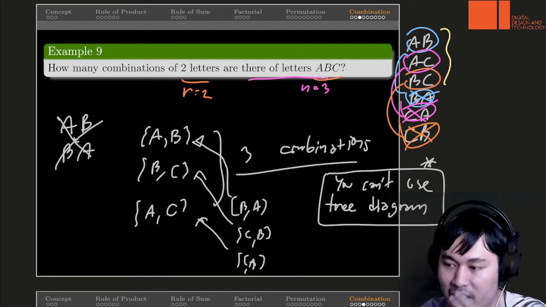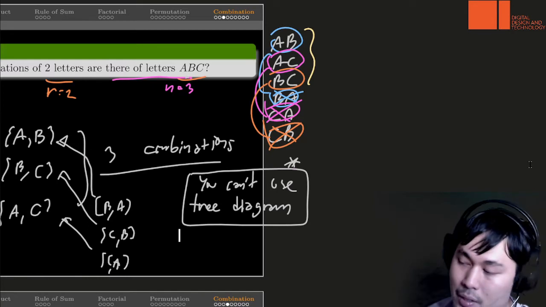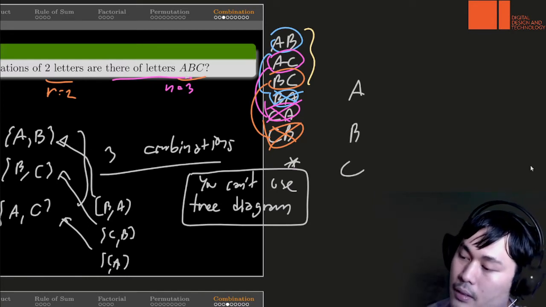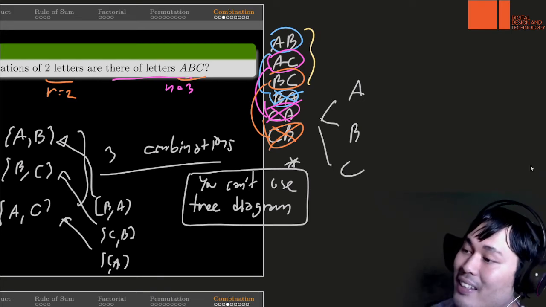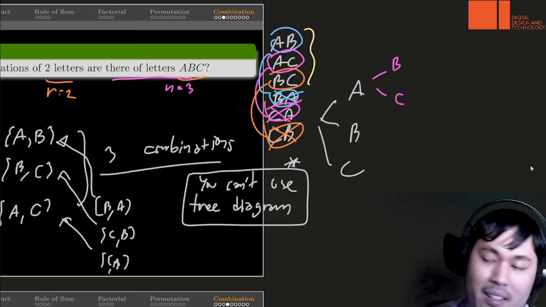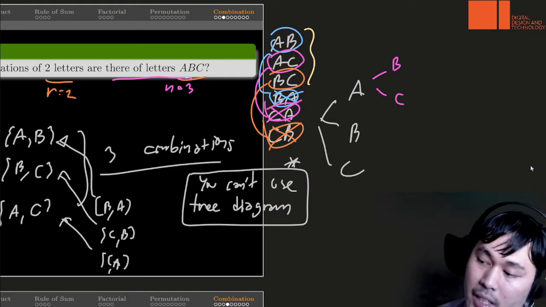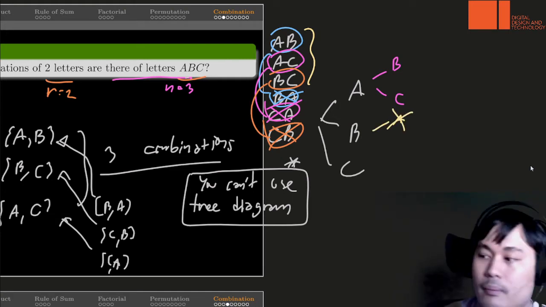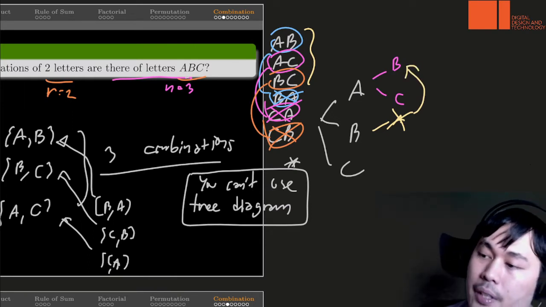That's a big warning. You can try, but it's not going to give you the result you want. For instance, if you try this tree diagram, it kind of works at first. You choose A, and then you can choose B, and then you can choose C. Yeah, that kind of works. But here, if you choose B first, then you cannot choose A anymore, because that's going to give you the same combination as the first one.